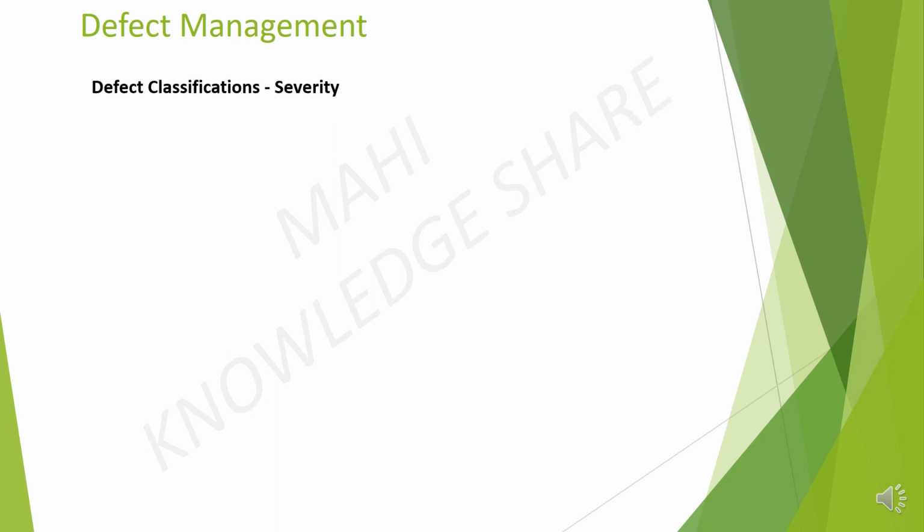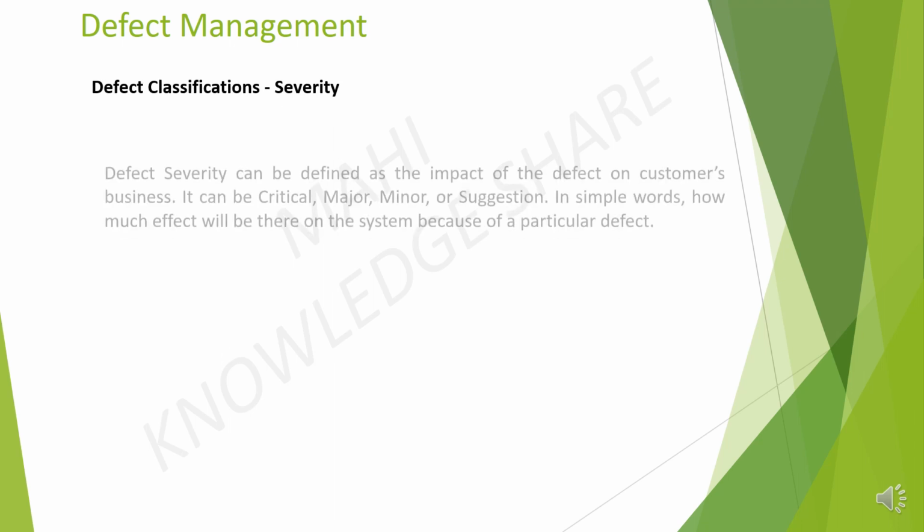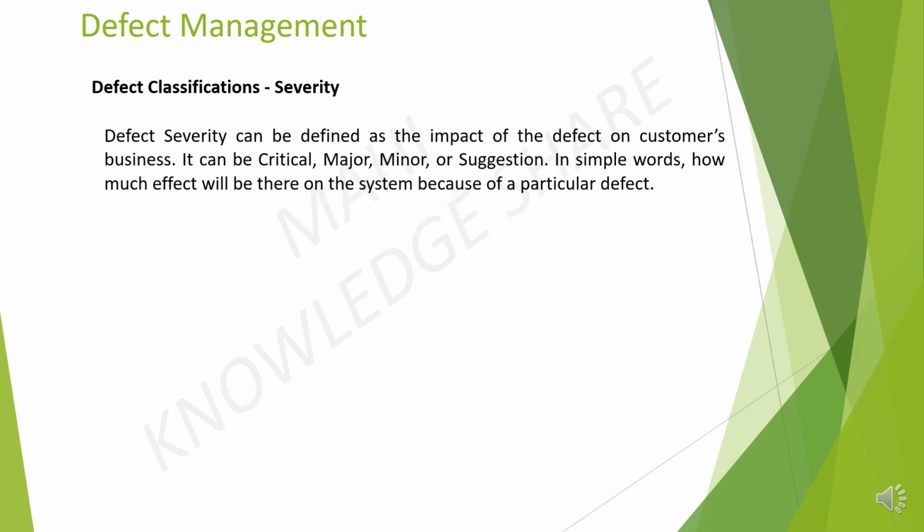Defect severity classifications. Defect severity can be defined as the impact of the defect on the customer's business. It can be critical, major, minor, or suggestion. In simple words, how much effect will there be on the system because of a particular defect.